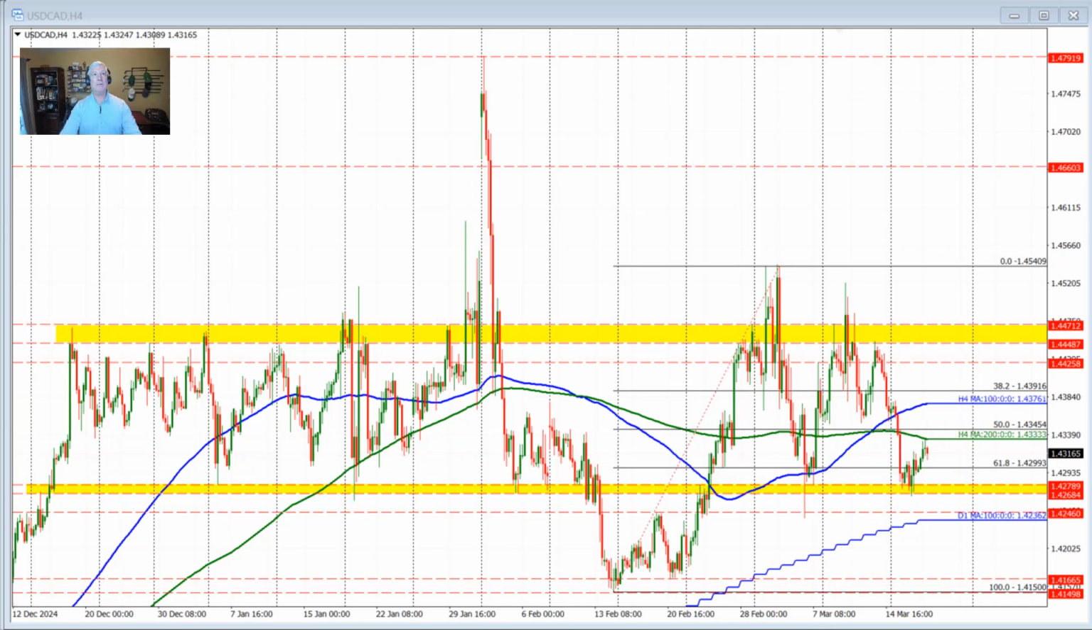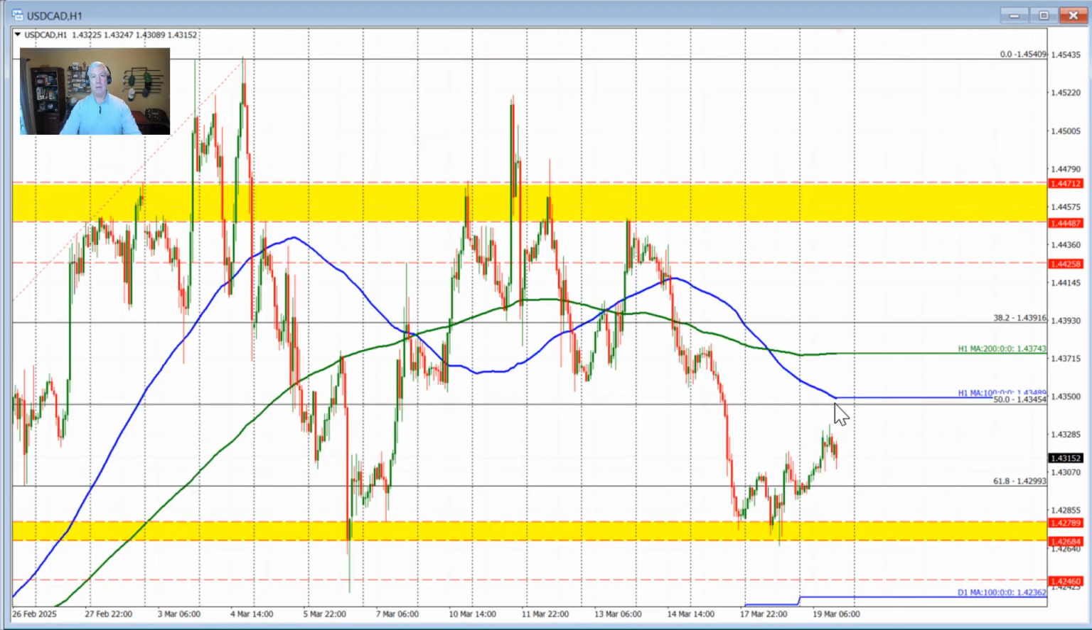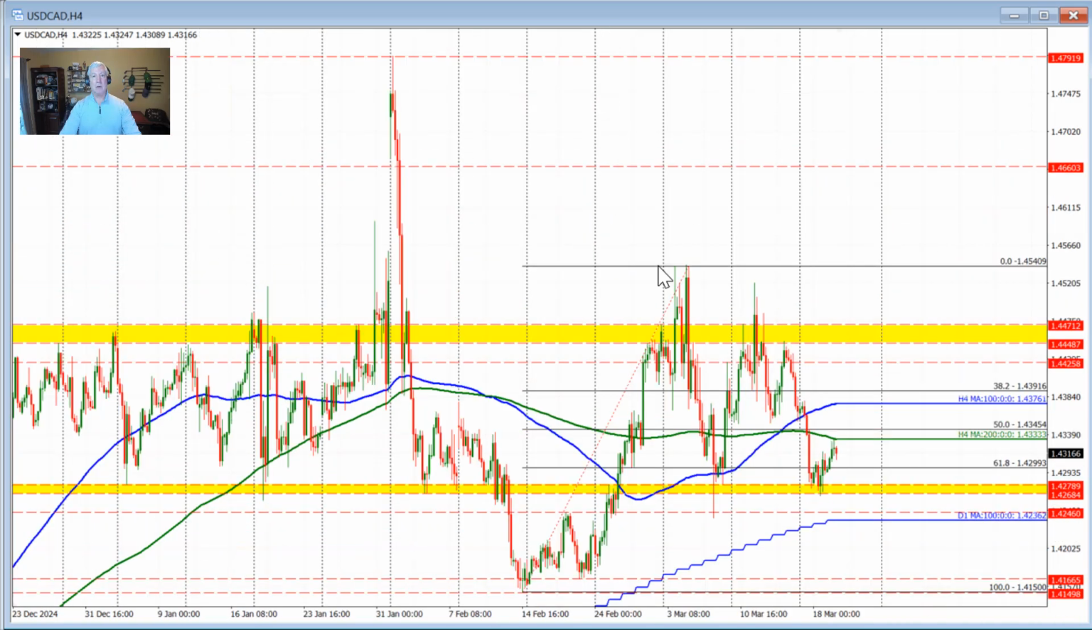Also in play, if we go to the hourly chart, are the 100-hour moving average, which is just above that 50% retracement, and the 200-hour moving average, which is near the 200-bar moving average on the 4-hour chart. That level comes in at 143.74. Going back to our 4-hour chart, the 100-bar moving average on the 4-hour chart comes in at 143.76, just a couple pips above that 74 level.